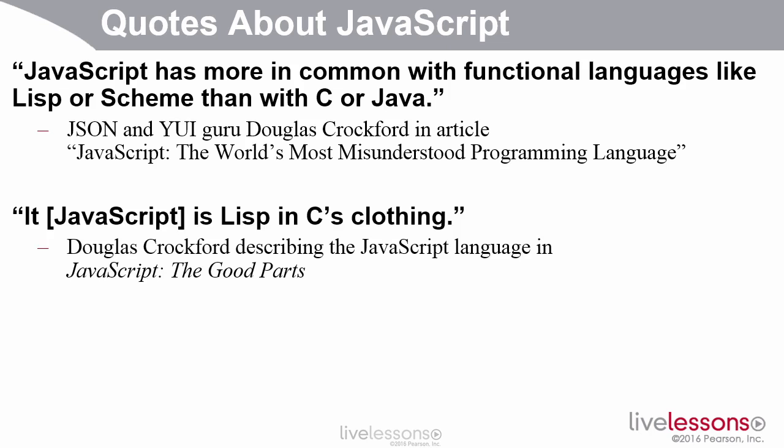Here's another quote from the same person. It, meaning JavaScript, is Lisp in C's clothing. Now, this is a definite exaggeration. I was a Lisp developer before Java existed, but nevertheless, it makes the point that the general programming strategy in JavaScript, like in Lisp, is functional programming, whereas the general programming strategy in many other mainstream languages is object-oriented programming.